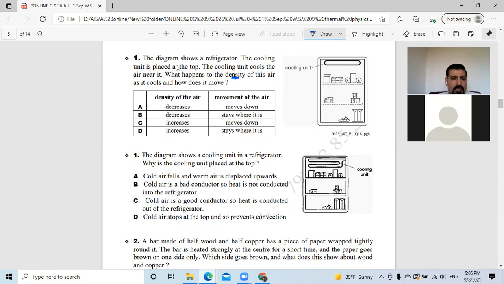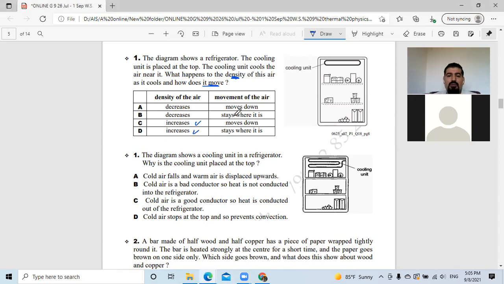The answer is A. Why? The density of the air decreases? No. As it cools down, it compresses, and as it compresses, that means the volume decreases. And as the volume decreases, that means the density increases. So the density increases.